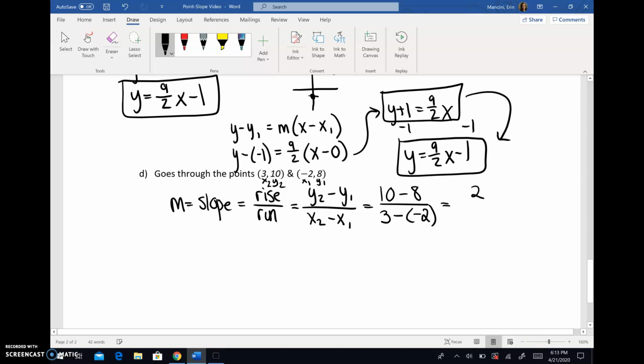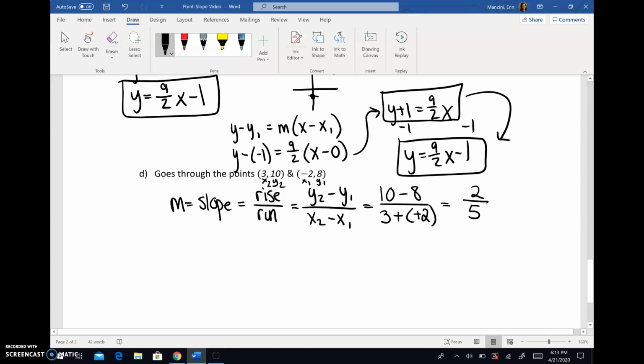10 minus 8 is 2. 3 minus negative 2 is actually adding, 3 plus 2, which is 5. So your slope for this equation is 2/5. Now I can write this in point-slope form or slope-intercept form. Well, we don't actually have the y-intercept, so I probably wouldn't use slope-intercept. I would just use point-slope because I have 2 points.